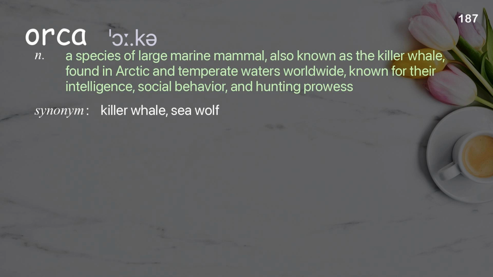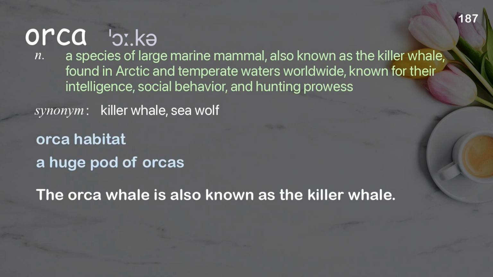Orca. A species of large marine mammal, also known as the killer whale, found in Arctic and temperate waters worldwide, known for their intelligence, social behavior, and hunting prowess. Examples: orca habitat, a huge pod of orcas. The orca whale is also known as the killer whale.